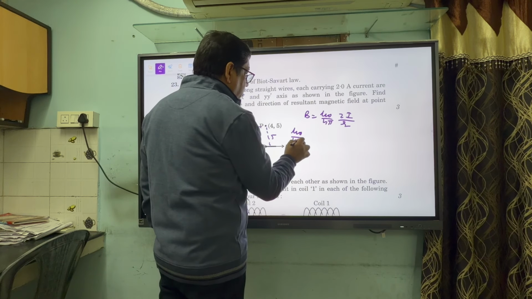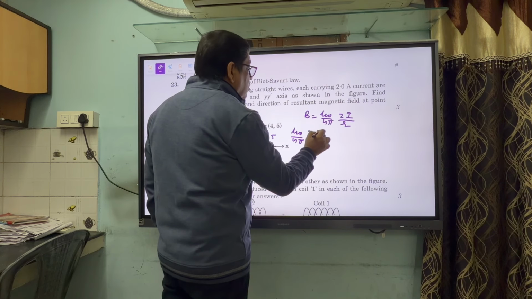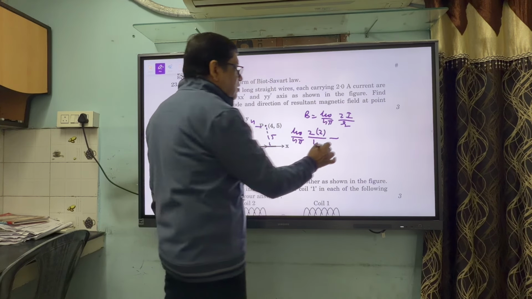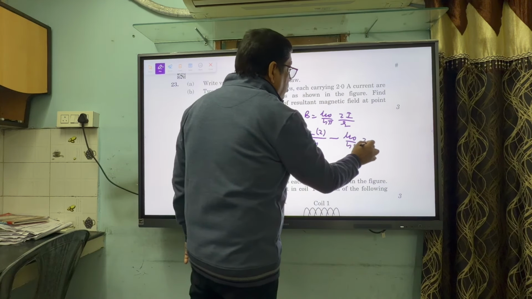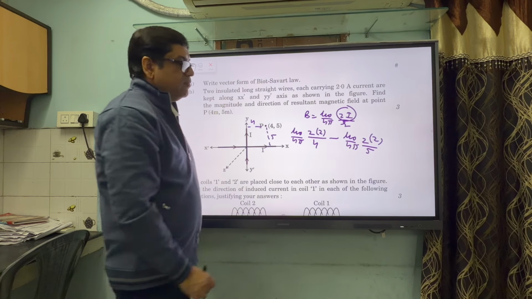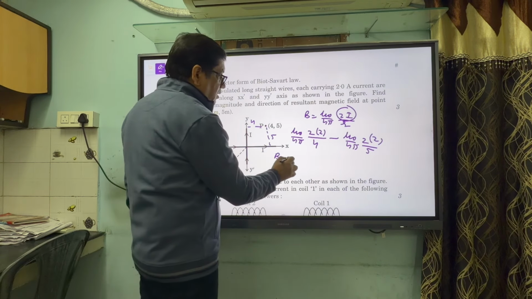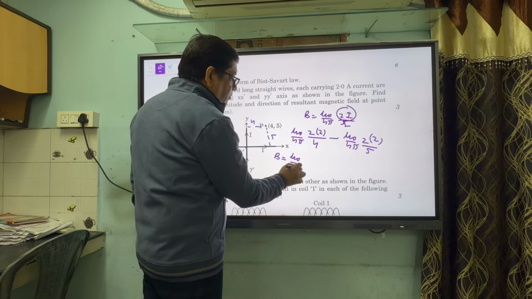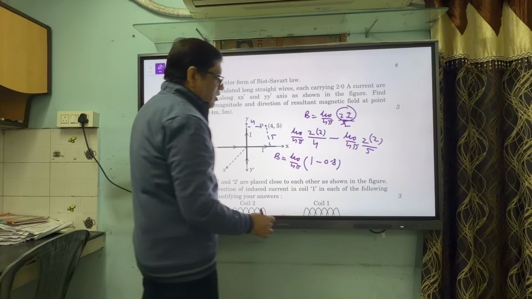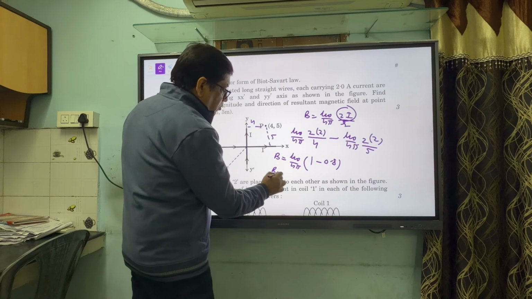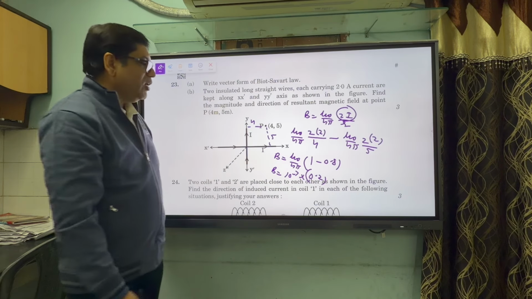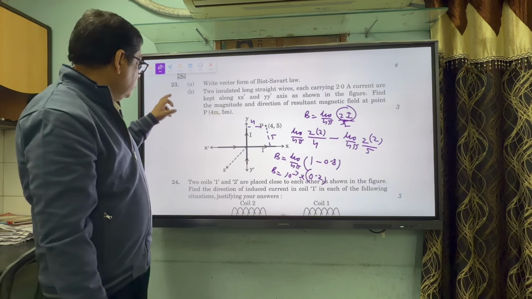Mu naught by 4 pi, 2 times current divided by distance 4, minus mu naught by 4 pi, 2 times current divided by distance 5. Same formula we are using. The net magnetic field will be equal to mu naught by 4 pi common. 4 by 4 is 1, 4 by 5 is 0.8, so it is 0.2. Mu naught by 4 pi value, 10 to the minus 7, into 0.2. This is the magnetic field produced at the point P. Okay.